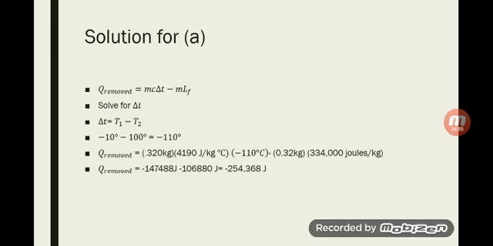So what we're trying to find is the heat minus the latent heat of fusion to find Q removed, because Q gain is equal to Q removed. Now we have to solve for change of T. Change of T is simply negative 10 degrees minus 100, since initial temperature is negative 10 and final temperature is 100, which gives us negative 100.